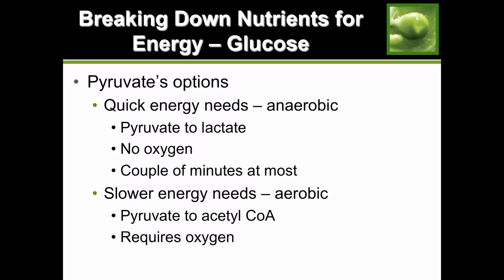For your slower energy needs, which is most of your energy needs, it is aerobic, meaning that it requires oxygen, and this is the one that we just talked about, pyruvate being converted to acetyl-CoA, and then acetyl-CoA goes into the TCA cycle, and then the remnants go into the electron transport chain.